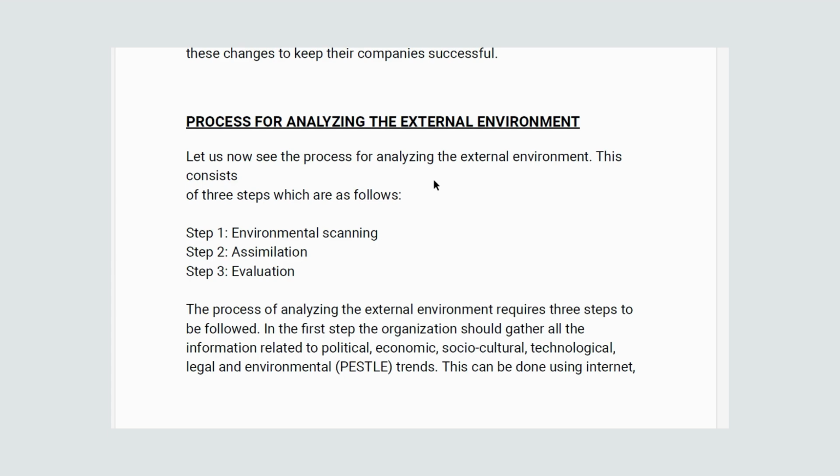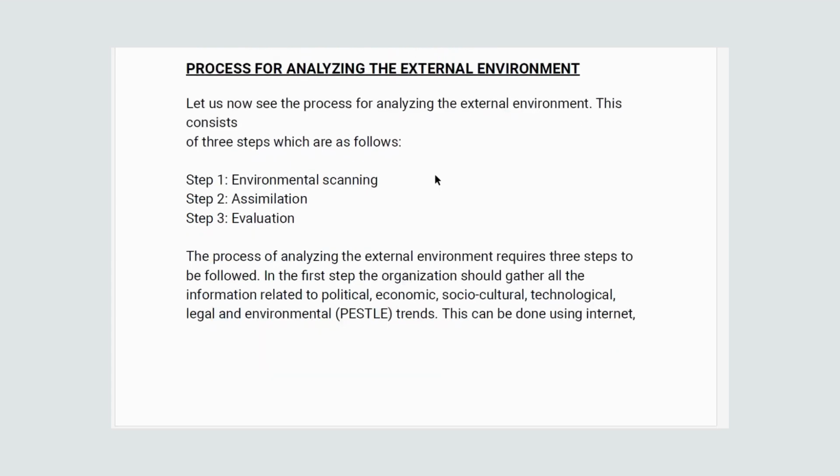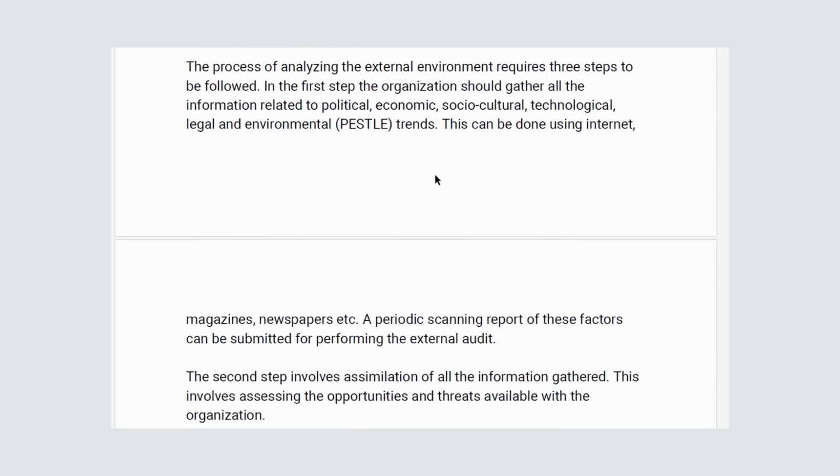How can we collect the data regarding all these things? It can be done using the internet, magazines, newspapers, and so on. Periodic scanning reports of these factors can be submitted for performing the external audit. The second step is the assimilation step. It involves the assimilation of all the information that was gathered in the first step, and this involves assessing the opportunities and the threats that are available to the organization.